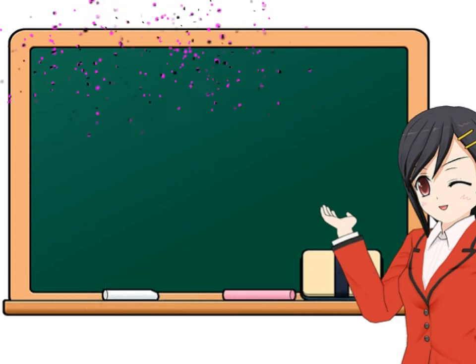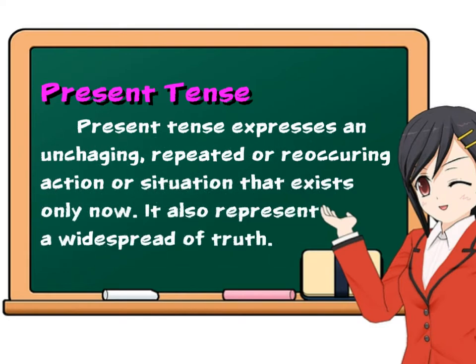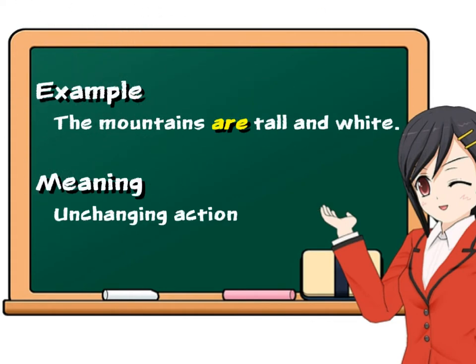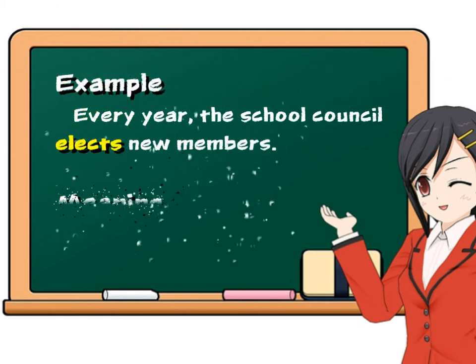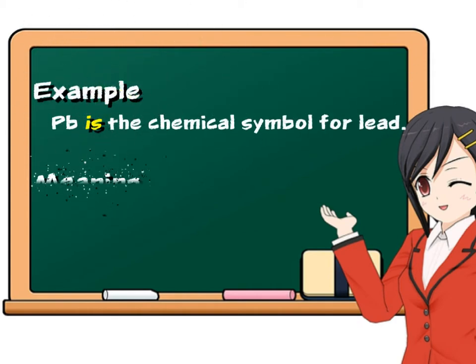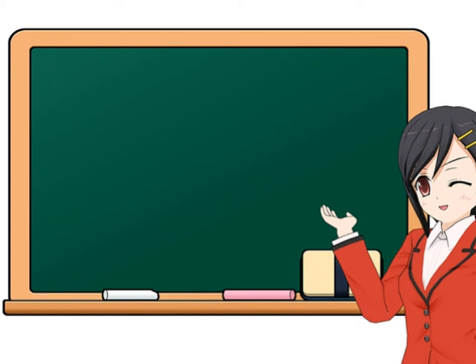Simple forms. Present tense. Present tense expresses an unchanging, repeated, or reoccurring action or situation that exists only now. It can also represent a widespread truth. Example, the mountains are tall and wide, meaning unchanging action. Next, every year, the school council elects new members, meaning reoccurring action. Another, Pb is the chemical symbol for lead, meaning widespread truth.